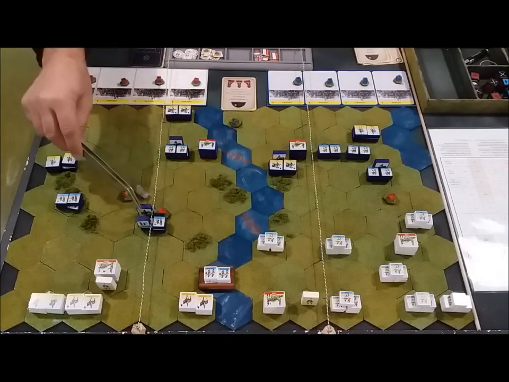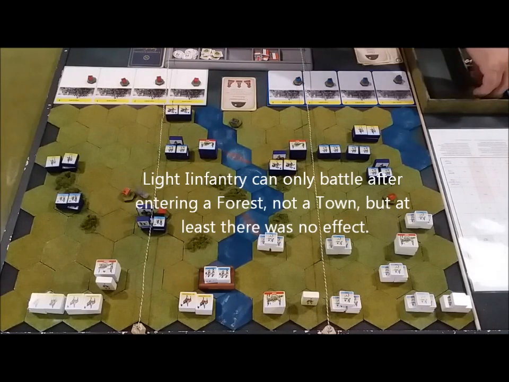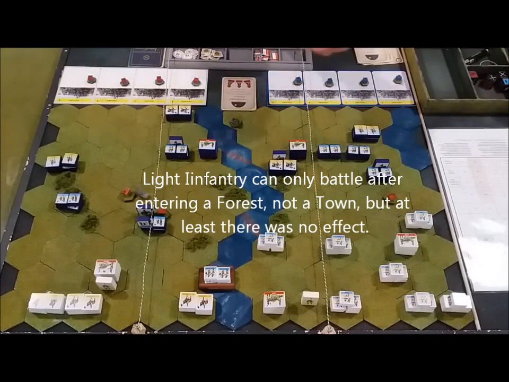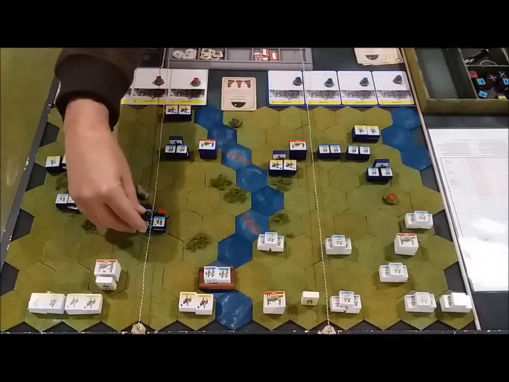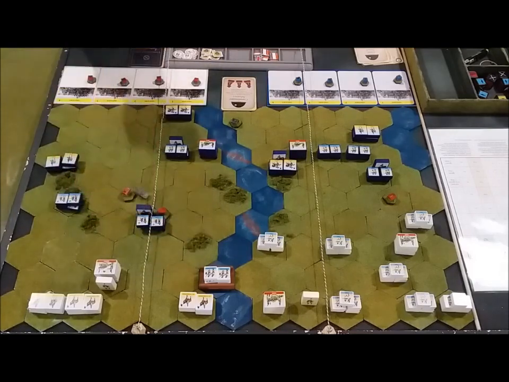Righto, so light is into here, firing over here, and light infantry get half round down +1, so they get 2 + 1 is 3, and they can fire after moving into a town or anything else. So at the horse artillery, and they get nothing. 2 infantry and that. Okay. So that is it for the French.